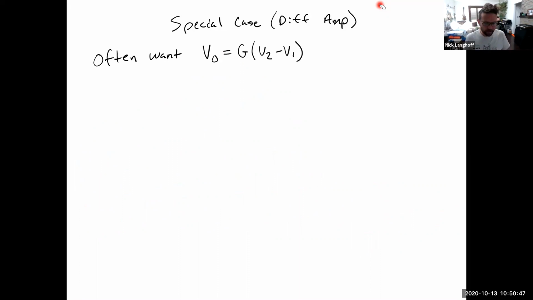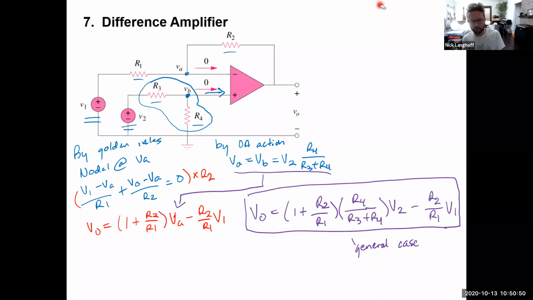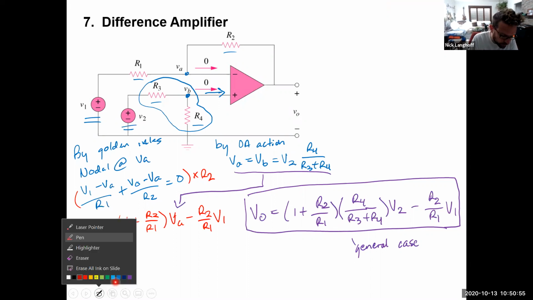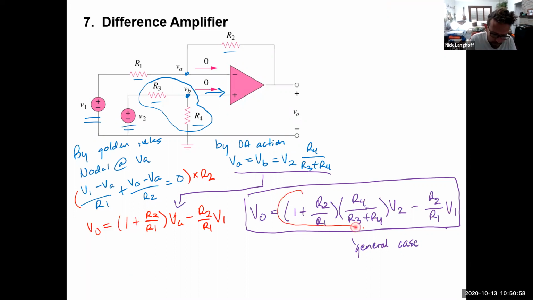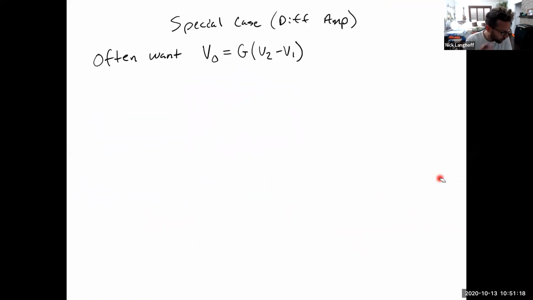And many times, instead of this general case where there's this long expression, you'll notice that there's some kind of coefficient times V2 minus some other different coefficient times V1. Sometimes that's what you want. Like if you wanted a Vout is equal to 5V2 minus 2V1, then you could design a circuit that way, and that's fine.